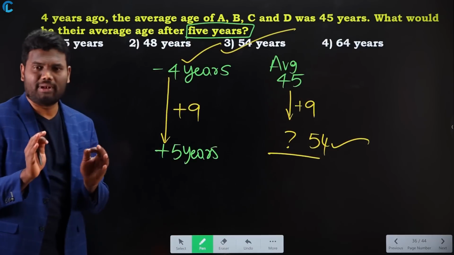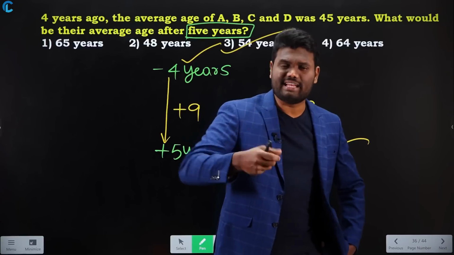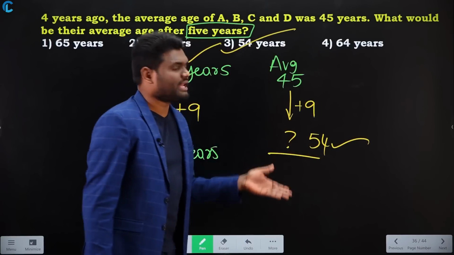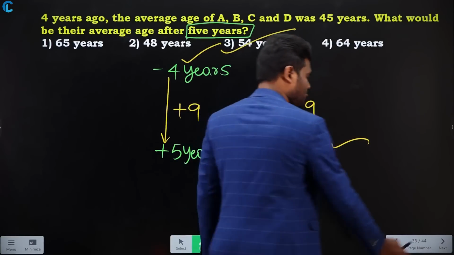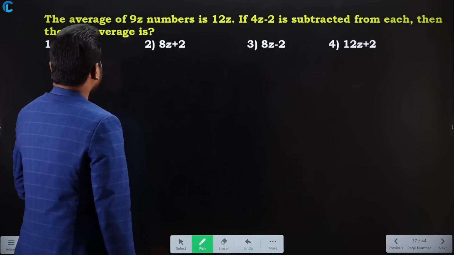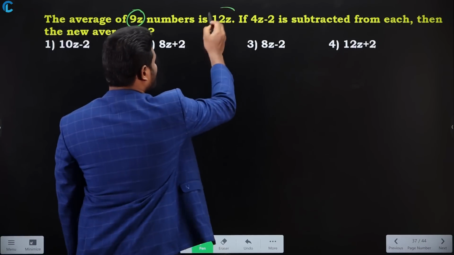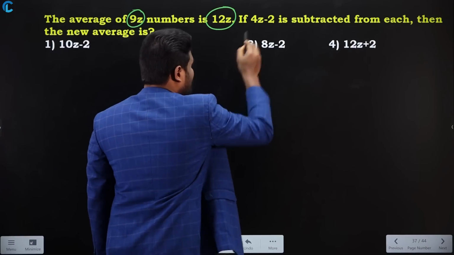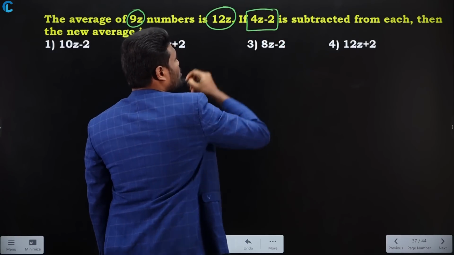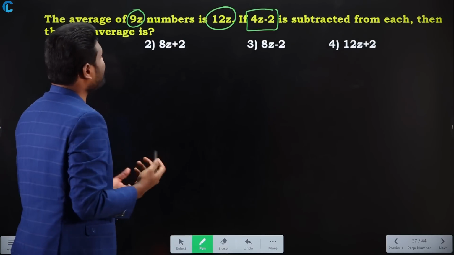Very, very simple and easy question. Each and every person increased by 9 years, then the average also increases by 9 years. That's it. Okay, let us look at the next question. What is the next one? The average of 9z numbers is 12z. If 4z minus 2 is subtracted from each, then the new average is?